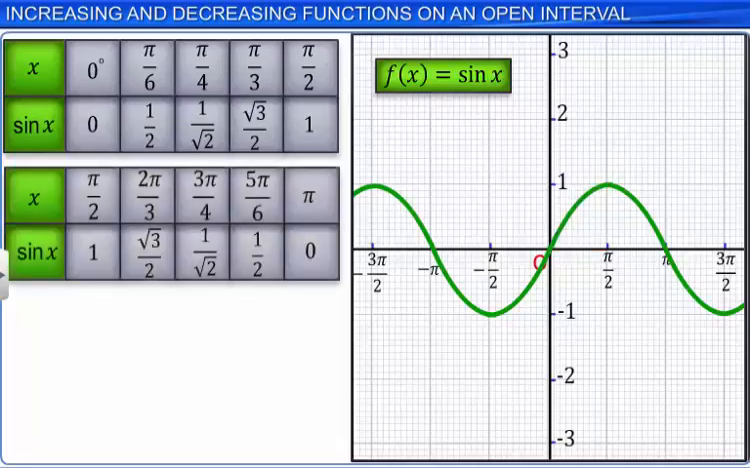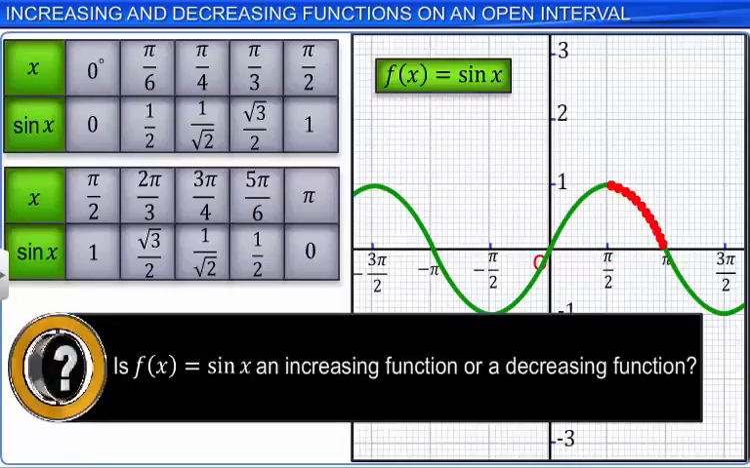And as x increases from pi/2 to pi, sin x decreases from 1 to 0. In other words, the height of the graph decreases as we move from pi/2 to pi on the x-axis. Now, what do you conclude out of this discussion? Is f(x) = sin x an increasing function or a decreasing function?